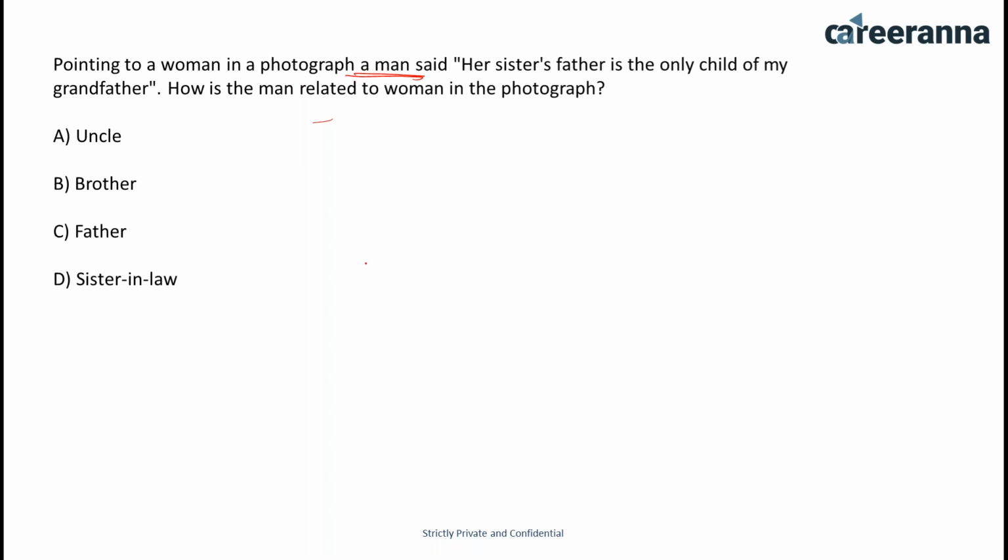First we have to take her sister's father. Suppose this is the place of that woman. The woman is going to be here, and here is her sister. Her sister's father, that means he is going to be a father, is the only child of my grandfather.